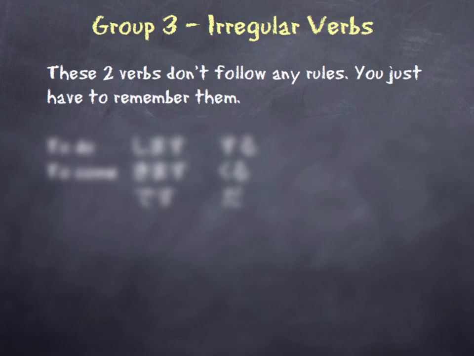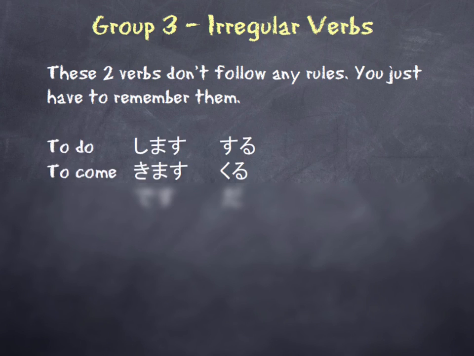And then finally, we have our group 3 verbs, which are our irregular verbs, and there are no rules for these verbs. These two you just have to remember, but there is only 2 of them, so it doesn't make it too difficult. And those 2 verbs are the verb to do, which is shimasu, and the verb to come, which is kimasu. So shimasu changes to suru and kimasu changes to kuru. And finally, the plain form of desu is simply da.